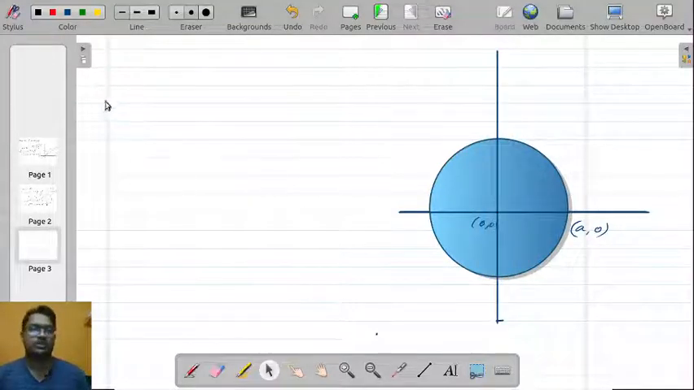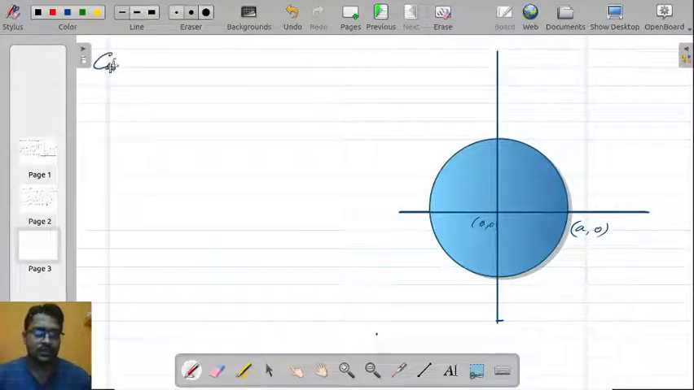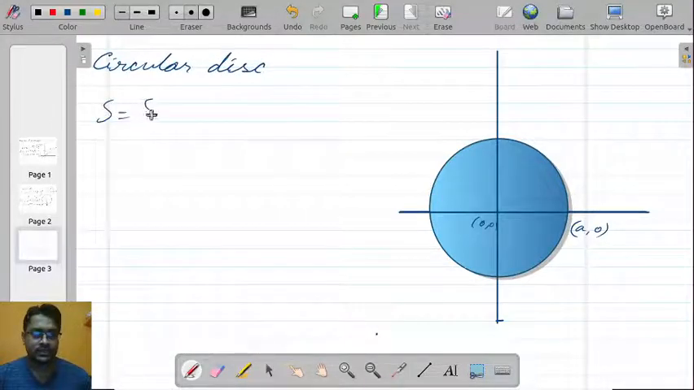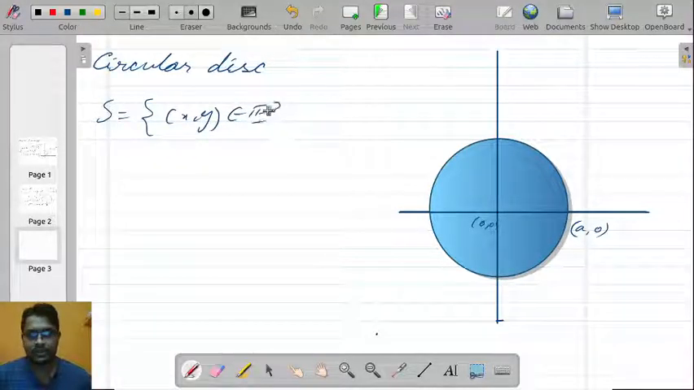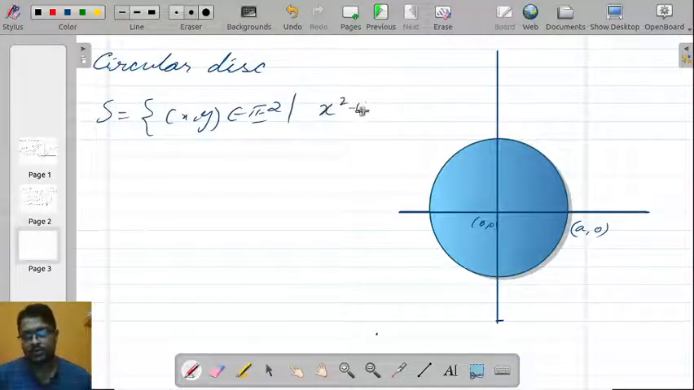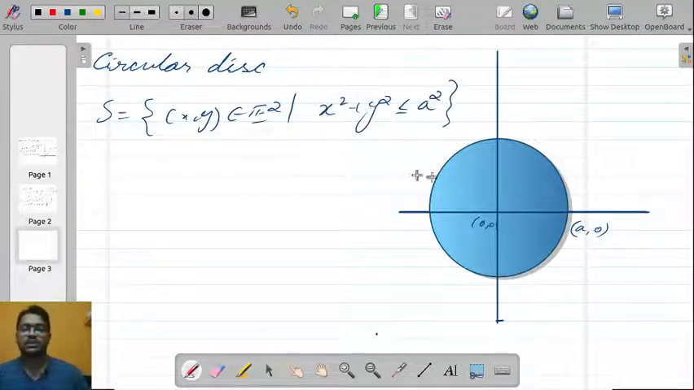Okay, so suppose this is the circular disc. How do you write this circular disc? We can write it as the set of all those (x, y) in the plane that satisfy x squared plus y squared is less than or equal to a squared. Okay, this is the circular disc.